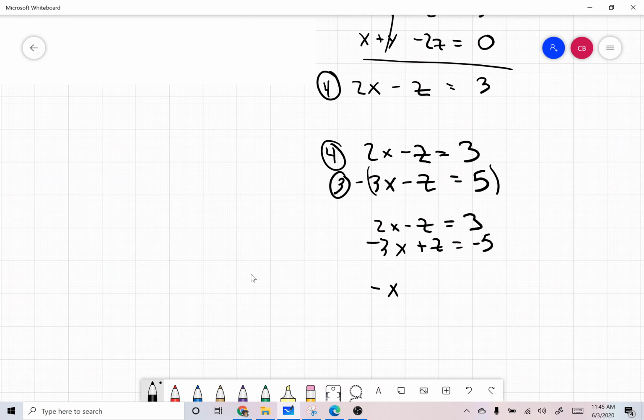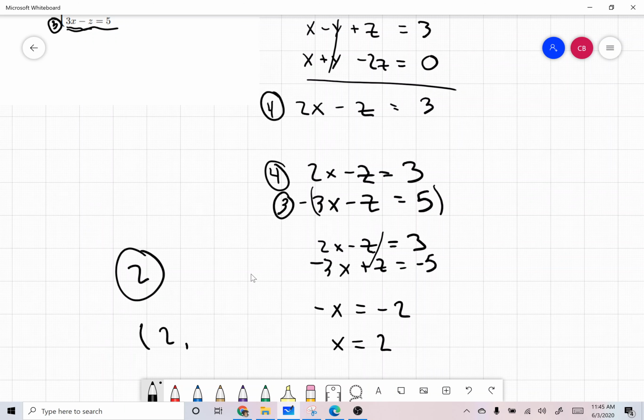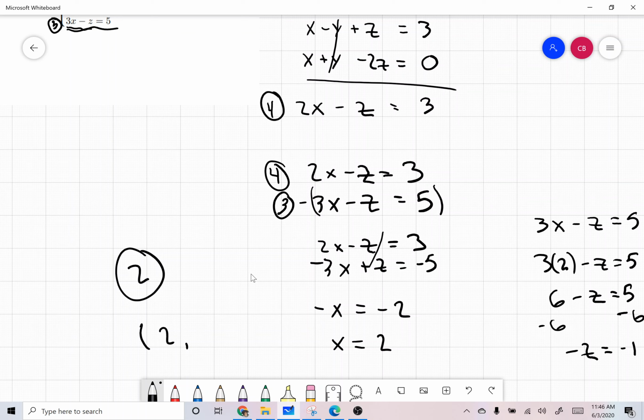This is going to be negative x is equal to negative 2. And that gives x is equal to 2. Okay, so 2 is one of our solutions. So we have 2 here. And then I'm going to plug that into either 4 or 5. So we have 3x minus z is equal to 5. So we have 3 times 2 minus z is equal to 5. 6 minus z is equal to 5, which is negative z is equal to negative 1, which means z is 1. So we get a 1 there.